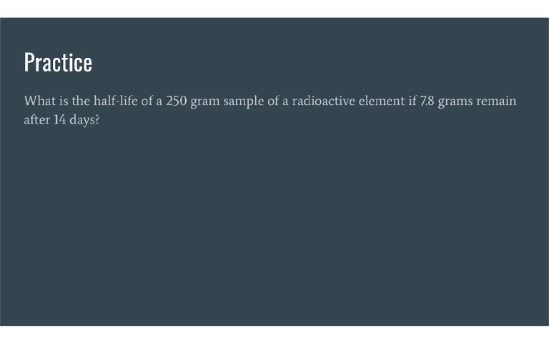So let's take a second to work on this one. Remember, pause the video. You don't need the table for this one. So, when we're reading this problem, we want to know what the half-life is of a radioactive sample that started at 250 grams and ended at 7.8 grams after 14 days. So let's start with finding how many half-lives have passed. So we're going to start with 250. Divide this in half until we get to 7.8. So this is going to be a little bit of a longer one.